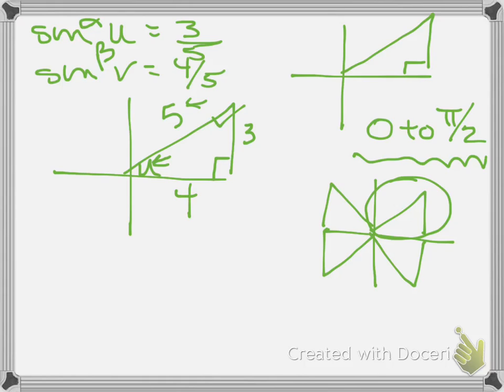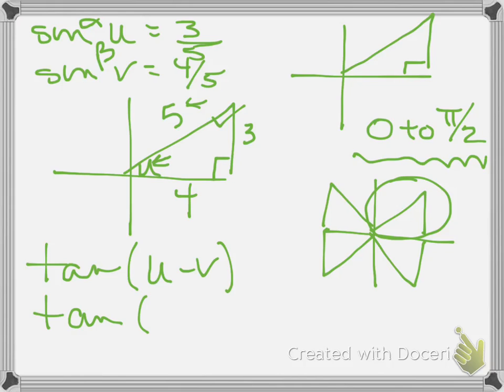It's actually asking us in number 66 to find the tangent, I believe. Let me go back and look at the directions. It's actually asking us to find tangent of u minus v. So in this one, we have tangent of u minus v. And remember in our book, or with our chart, it's really saying alpha minus beta.